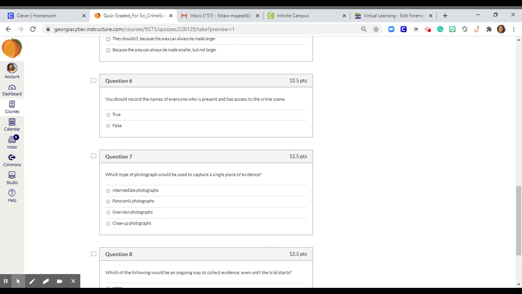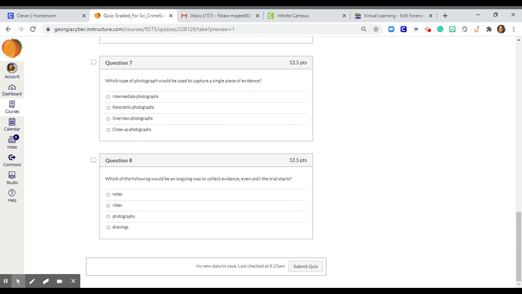All right, question number seven. What type of photo would be used to capture a single piece of evidence? So remember, I'm only looking at one single piece of evidence. I'm going to take pictures of the whole room, but right now I'm only focused on one piece of evidence. So what type would be the best? Remember, panoramic is like a video that you do. Intermediate will be photographs that are not close up, but kind of far away from a distance. But remember, close up is going to show me that one piece of evidence very close up. So keep that in mind.